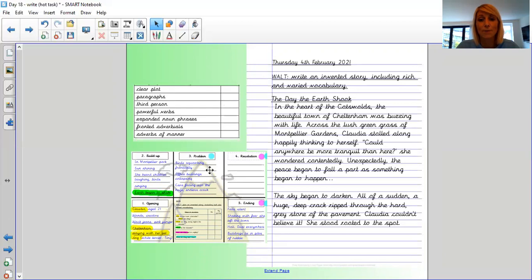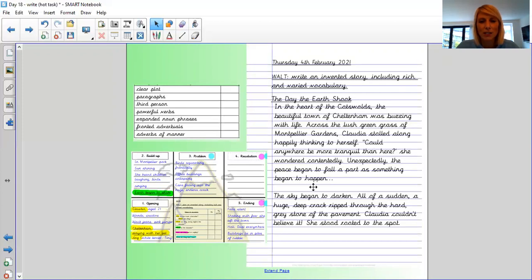because that's what you need to use to help you write your story today. So I've put my date, I've put my Walt, and then I've come up with a title for my story. And my story is going to be called The Day the Earth Shook, because I'm having an earthquake happening in my story. I'm going to read what I've written to you now. There are things that I can improve. I know I haven't yet put in about Claudia's dog, so I need to do that.